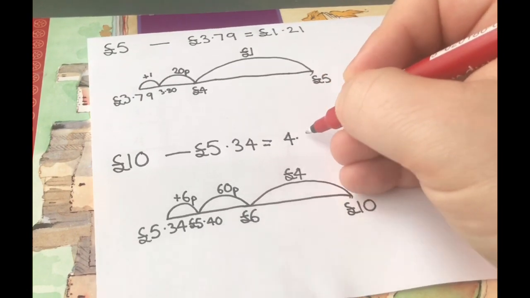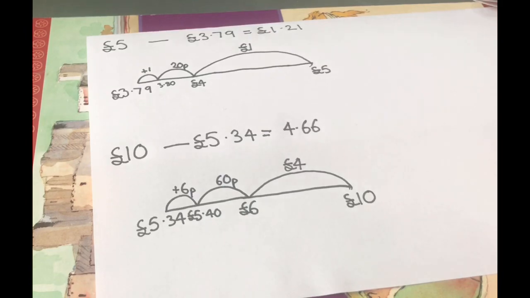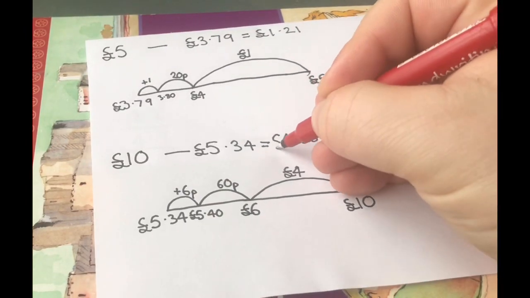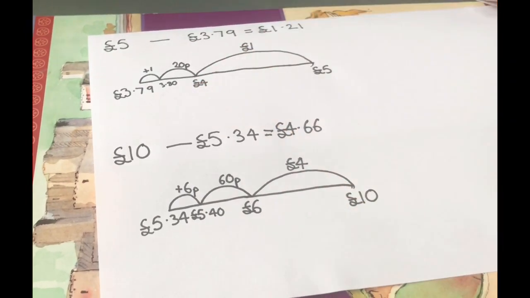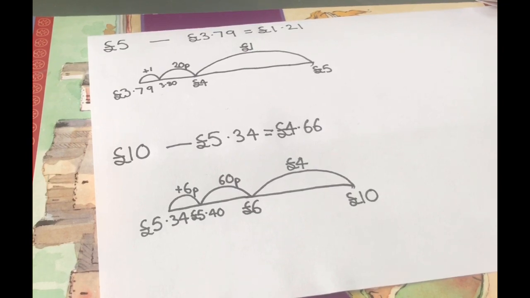So £4 66. What have I forgotten to do? I've not used my pound sign. £10 take away £5.34 equals £4 66. You can use a calculator to check your answers. Choose the sheet that you think you can do. Good luck!